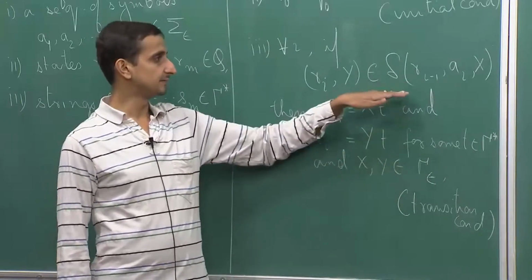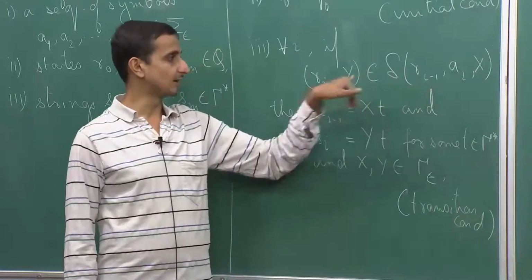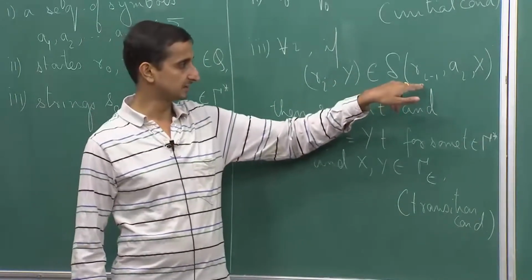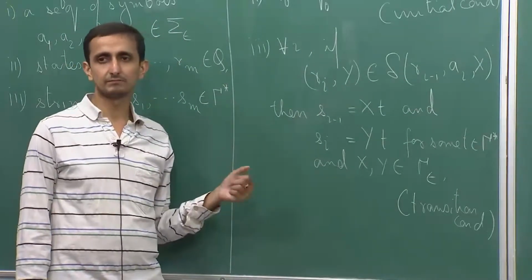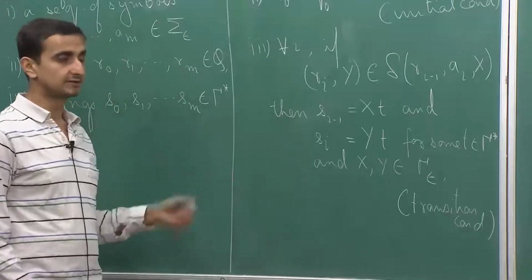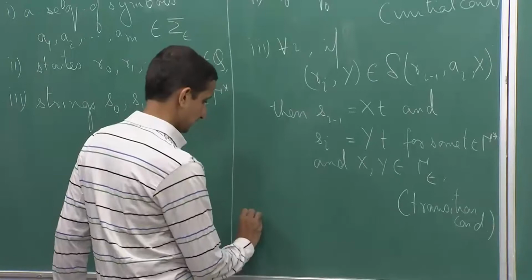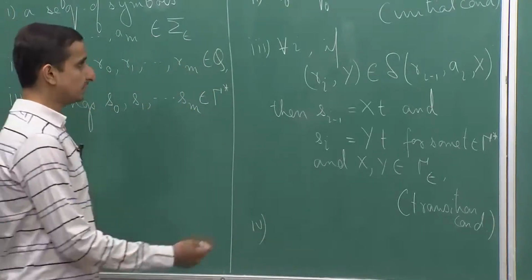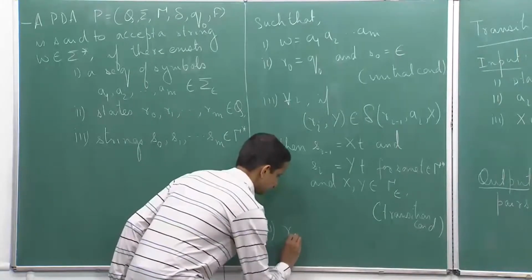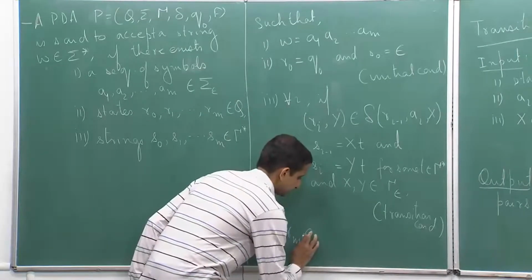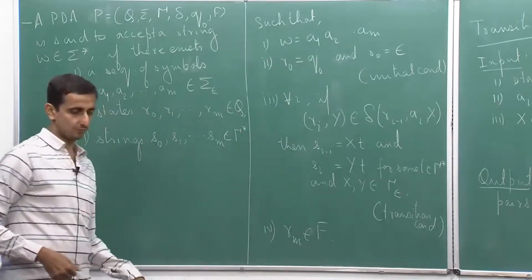And this essentially means that the computation moves from the state Ri-1 to the state Ri. So, this is what transition means. And when do we accept w? We accept w if finally the last state is the accept state. So, if Rm belongs to F.